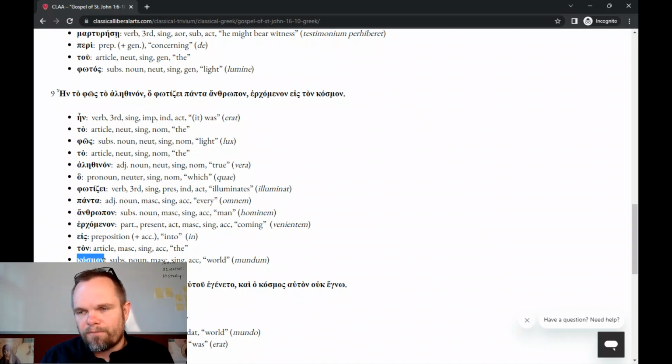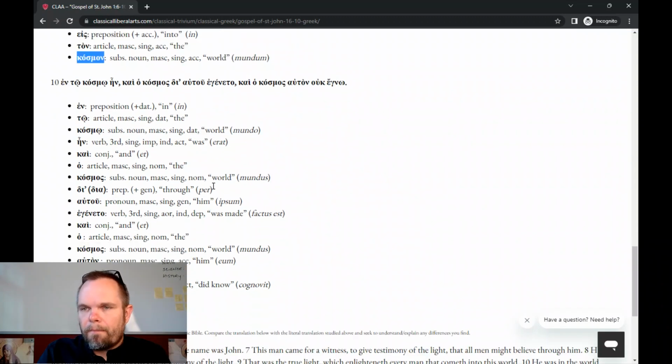So kosmon, the world. So verse 9, just to review, ein to phos to alethinon, ho photidzei panta anthropon, erkomenon eis ton kosmon. It was the light, it was the true light, which illuminates panta anthropon, every man, erkomenon, coming into the world. And lastly, verse 10, en to kosmo ein, kai ho kosmos di autou egeneto, kai ho kosmos auton ouk egno.